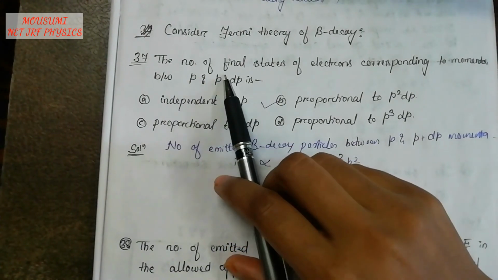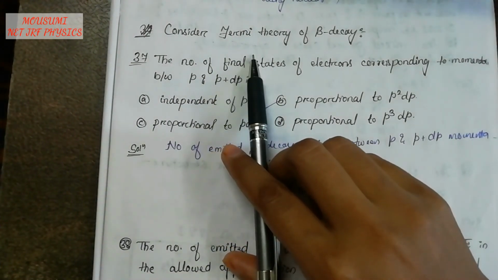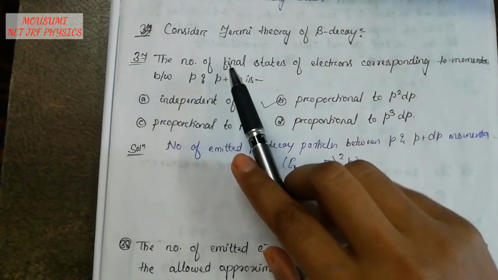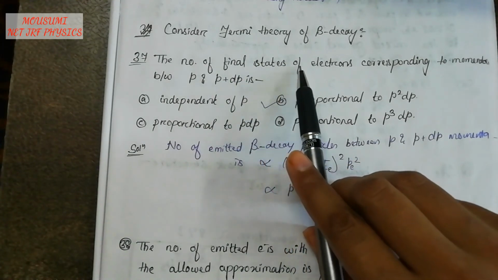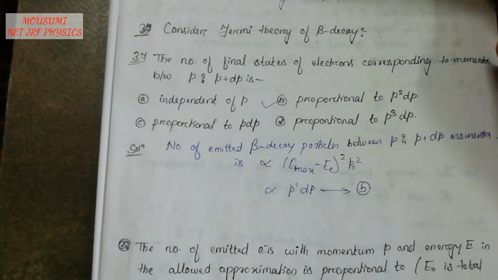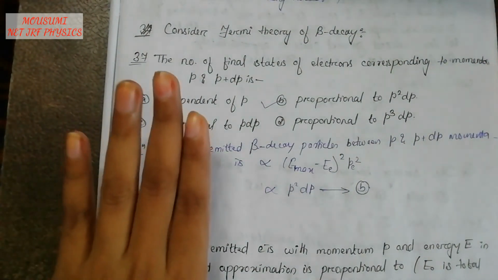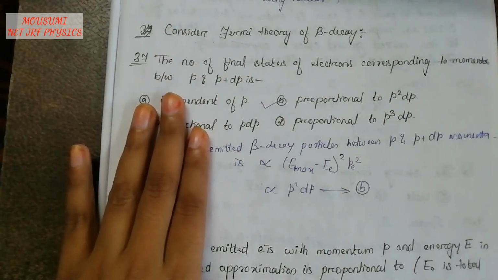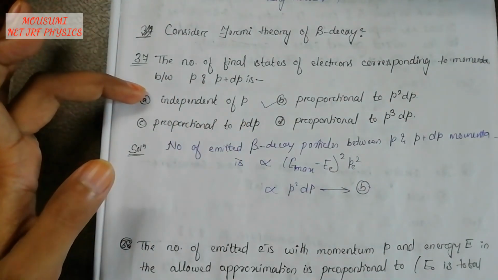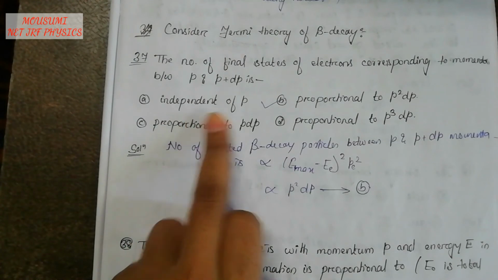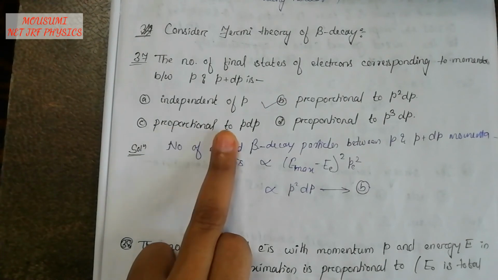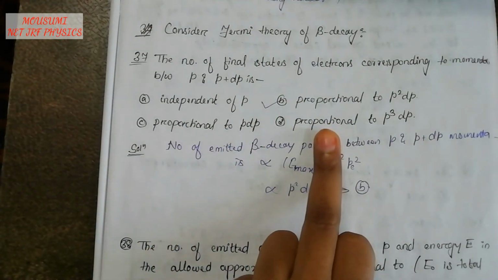In this question, considering the Fermi theory of beta decay, we have to solve questions 37 and 38. Question 37 asks: the number of final states of electrons corresponding to momenta between P and P plus dP is what? That means we have to say how many final states of electrons will be there between these momenta. We have 4 options. The first one is independent of P. The second is proportional to P squared dP. The third is proportional to P dP, and the fourth is proportional to P cubed dP.